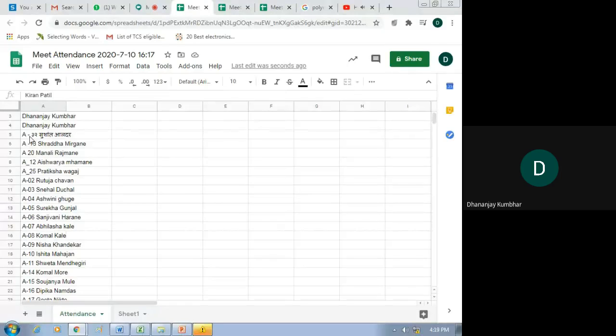So A-32 in English, and you can add your name in Marathi. No problem. Don't give any space. Shraddha, you also don't give any space.